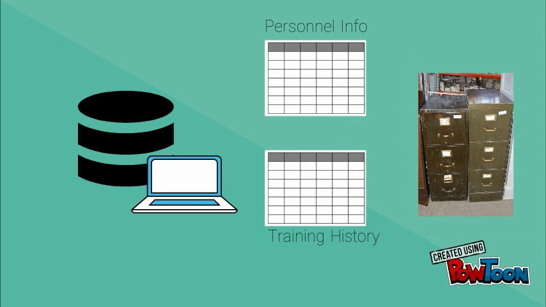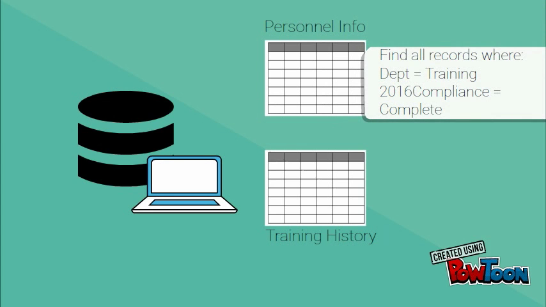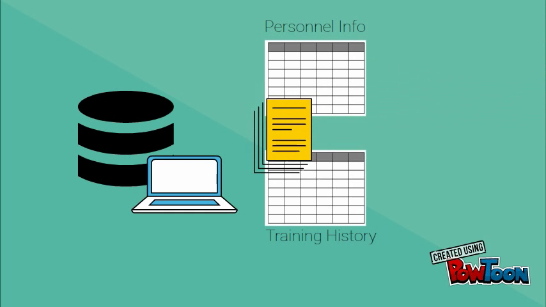If these were in two separate filing cabinets, you would have to pull records from the first, then go to the second and pull those records as well. In a relational table database, you would merely link the two tables together using appropriate fields as the connection. In this case, names or employee numbers. This enables you to construct queries that pull related information from different tables. Tell me the names of everyone from the training department who has completed this year's compliance course.